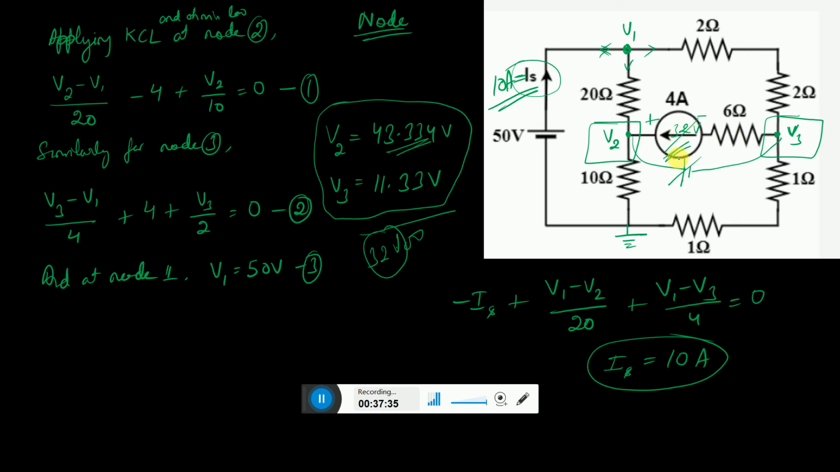But if there were no current source over here and you applied node analysis, you could again solve it by assuming that there is no current source, and then you will definitely find that V2 is equal to V3.